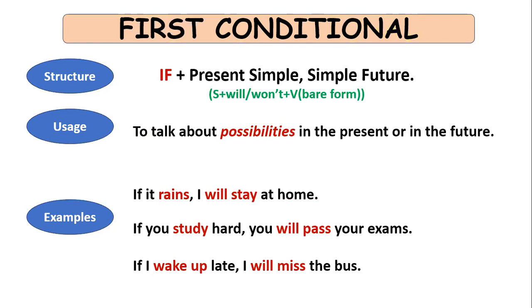This one is still easy because what we have here is that in the first part with if, we have present simple tense. And in the next one, we usually have will or won't, like will not. And we'll have the verb in the bare form, stay, I will stay. And let's look at the second example. If you study hard, you will pass your exams. It's a possibility in the present or in the future. If you study hard, present simple, and in the next part, will plus a verb. You will pass your exams.